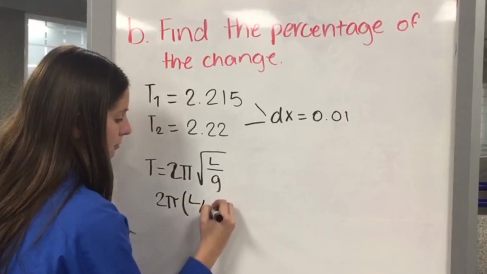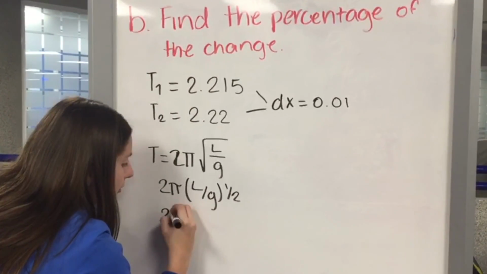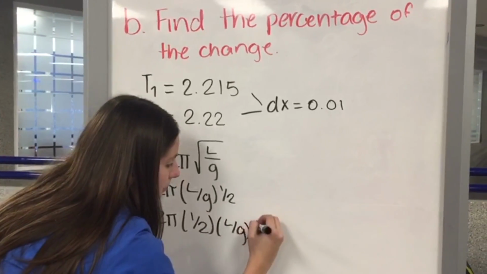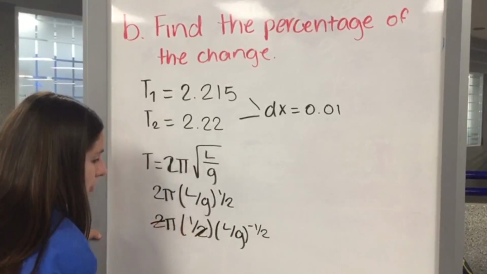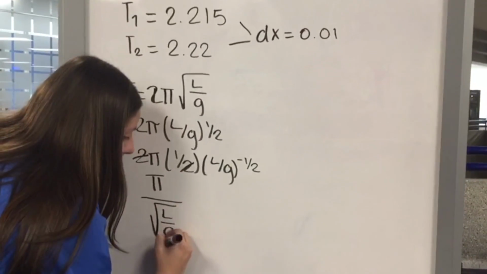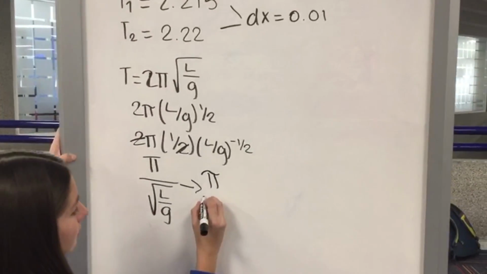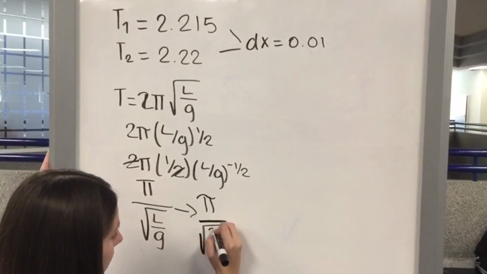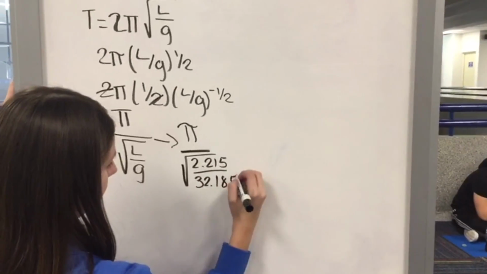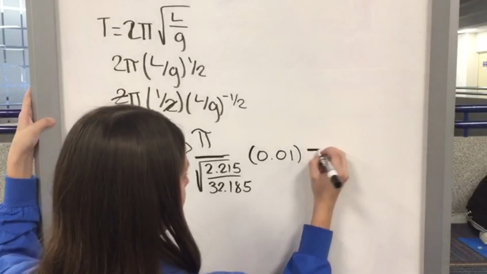T equals 2 pi times square root of L divided by G. 2 pi times L divided by G to the 1/2. We do chain rule to cancel out the 2's, and we get pi over square root of L divided by G. Now, we insert our values and we get pi over square root of 2.215 divided by 32.185 times 0.01, and we get 0.12%.